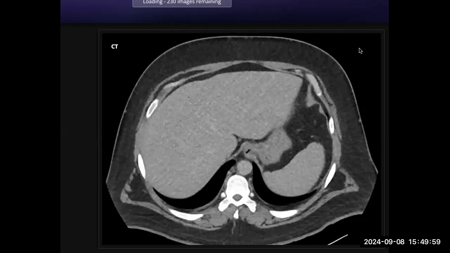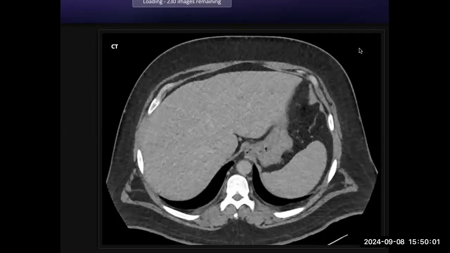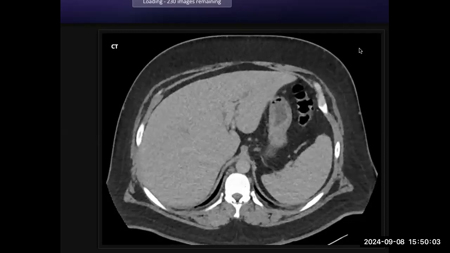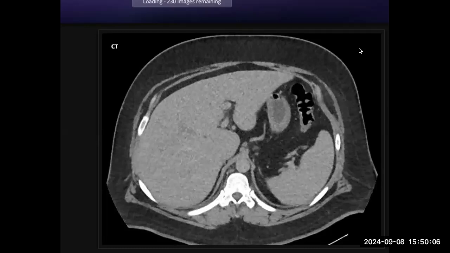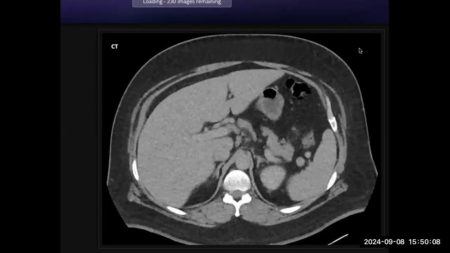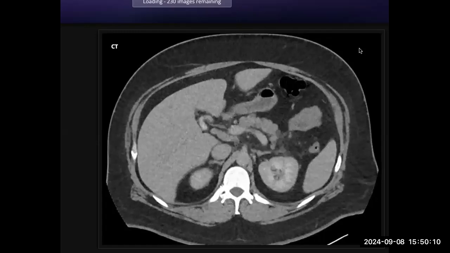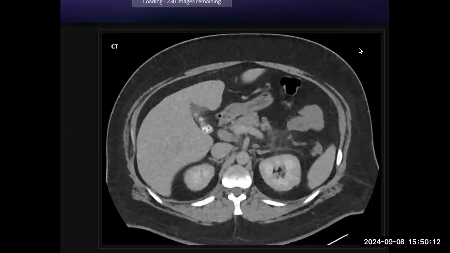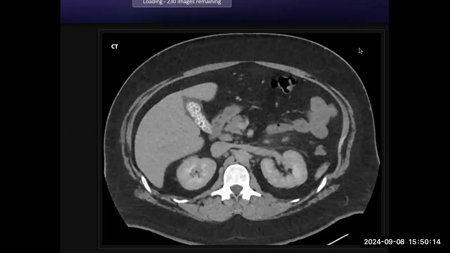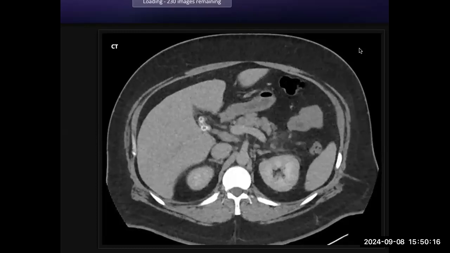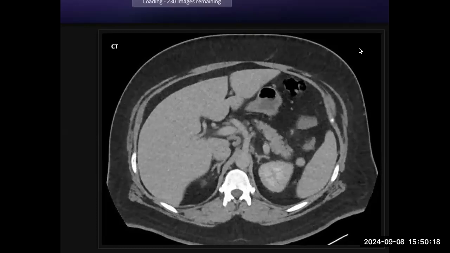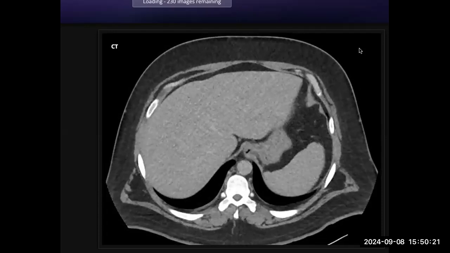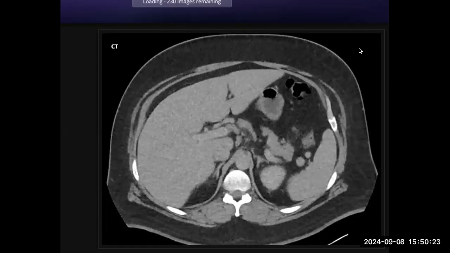Okay, it's scrolling. So I'm presented with axial sections of CT abdomen and pelvis. It's a plain study. I'll just scroll through the images before I comment. Are you sure it's a plain study? No, it is enhanced. It's a portal venous phase.